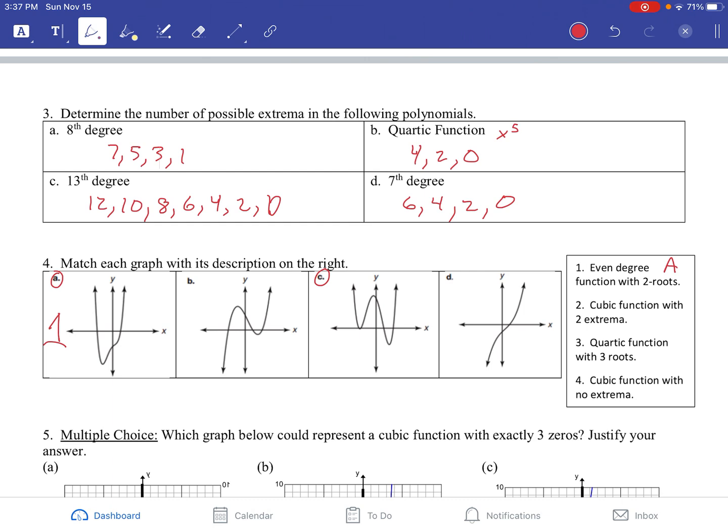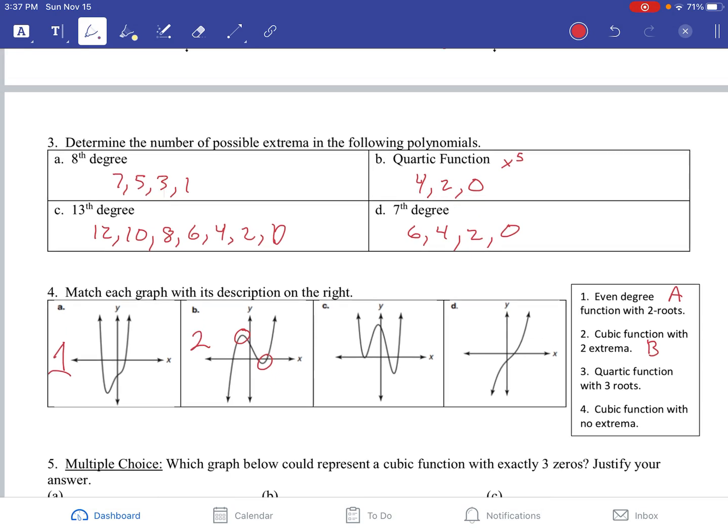All right, a cubic function with 2 extrema. So a cubic function is an odd degree. All right, 2 extrema means it has to have, there's only 2 that are odd degrees. It's B and D. Let's erase this. Okay, and the number 2 extrema is going to be these 2. So this is going to be number 2. This is B. A quartic function with 3 roots.